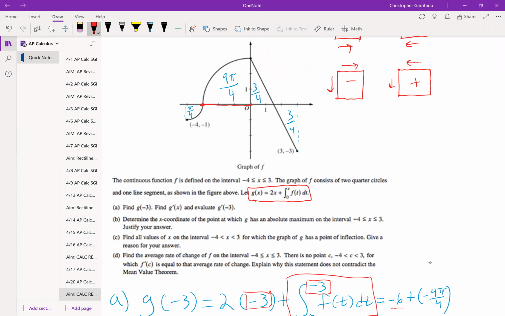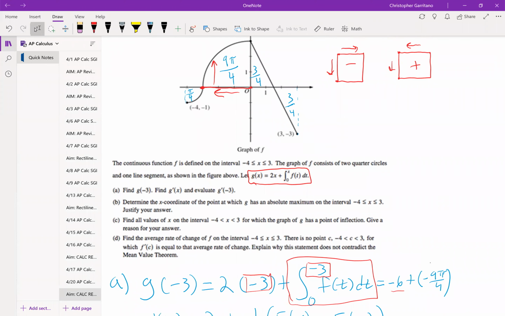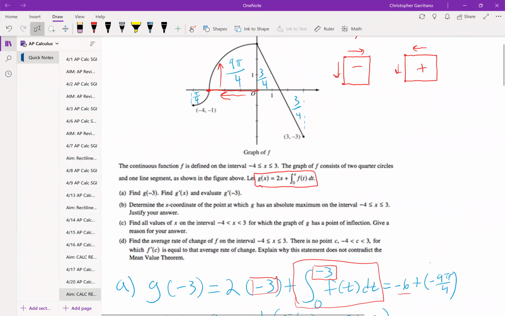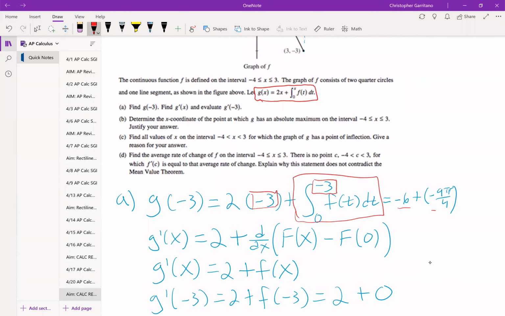Notice we have positive heights and negative dx, which means that our definite integral overall is going to be a negative number, which is why instead of positive 9π/4, I wrote my answer as negative 9π/4. All right, and so that sum is the answer for that first part of part A. All right, g prime of x. So I kind of did this in 2 parts. First, the derivative of 2x with respect to x is just 2. So that's kind of simple.